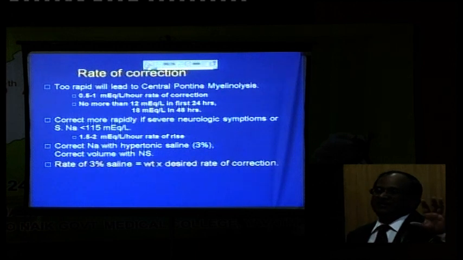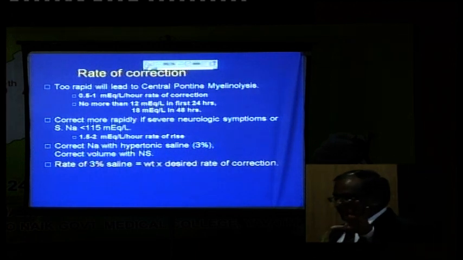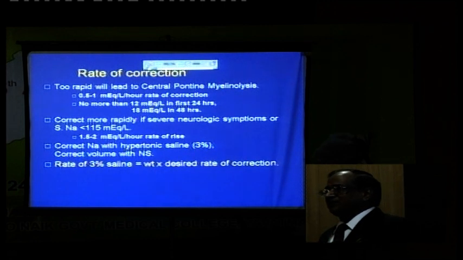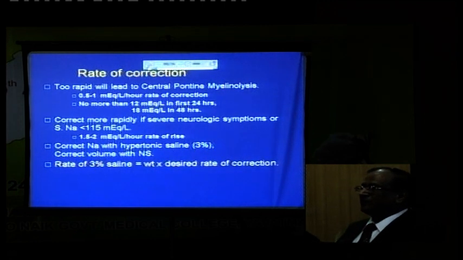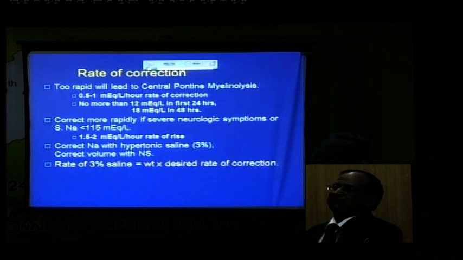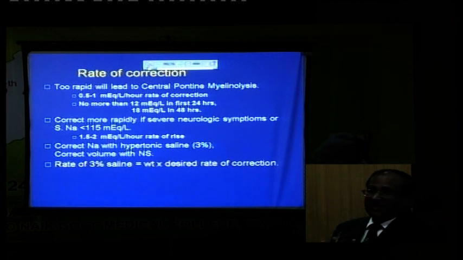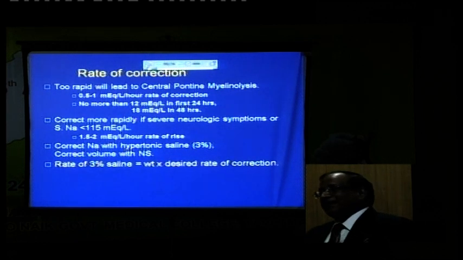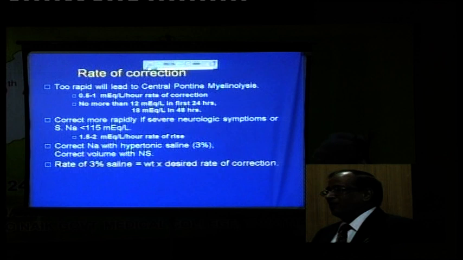If I want to correct at 12 millimoles and I correct at 2 millimoles per hour, in how much time will I finish? 6 hours. What do I do for the remaining 18 hours? Nothing. If I correct at half a millimole per hour, I can go for 24 hours and I will correct better. So it's not what rate you corrected, but how much you corrected.